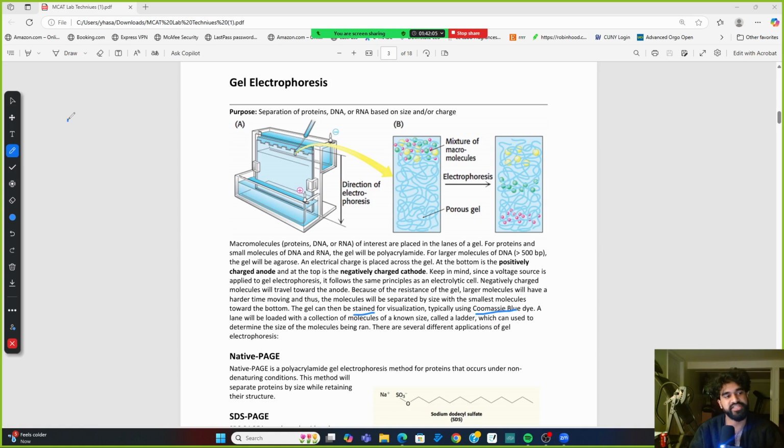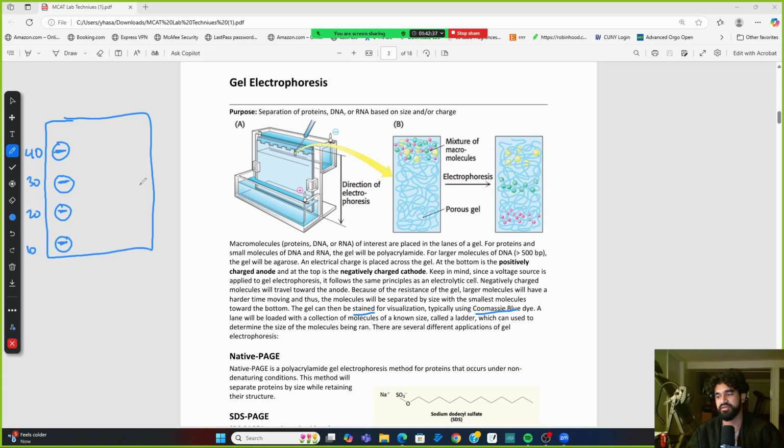So here's what you're going to see on the test, right? They're going to give you this little sheet. And on the left, they're going to have this, this, this, and this. And here it's going to say 10 and 20 and 30 and 40, right? And this is your ladder. This is a known molecule with a weight of 10. This is a known molecule with a weight of 20. This is a known molecule with a weight of 30. This is a known molecule with a weight of 40, right?